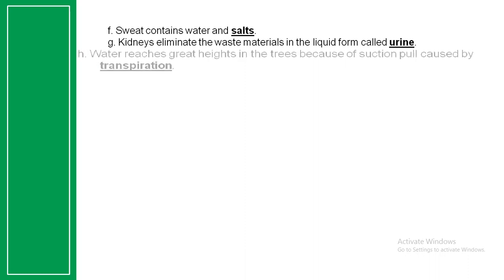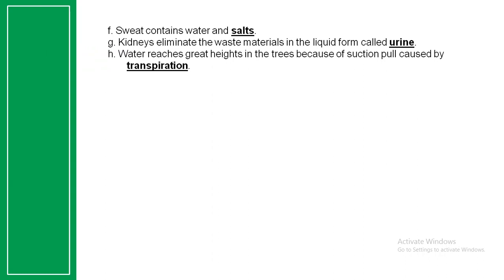Next one is water reaches great heights in the trees because of a suction pull caused by transpiration. This transpiration will create a situation like you are having your juice by straw. Both the processes are similar. The suction pull force is there, and it is because of the transpiration.